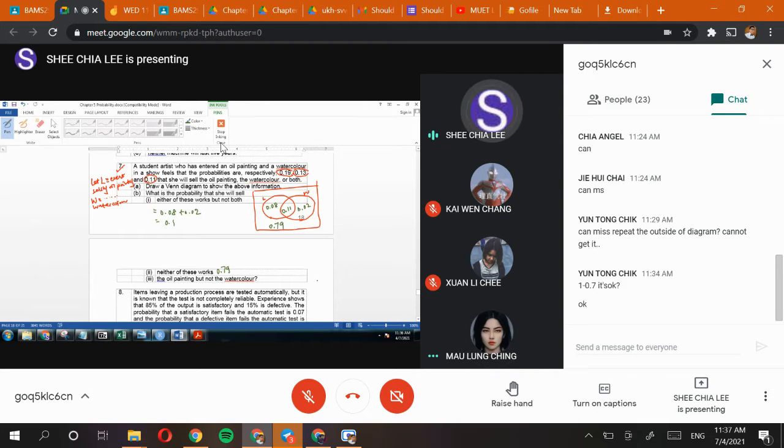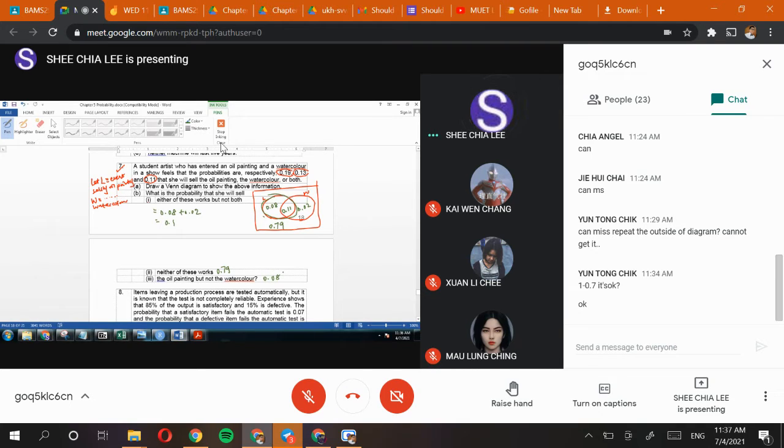0.08. Okay, 0.08. Because I know this is oil painting. But this part includes the watercolor also. I said I want only the oil painting. I don't want the watercolor. So that's why only this part. So the answer is 0.08. Clear or not?